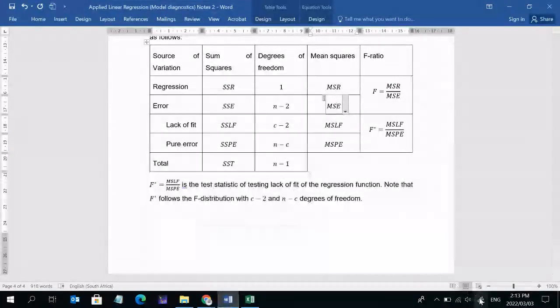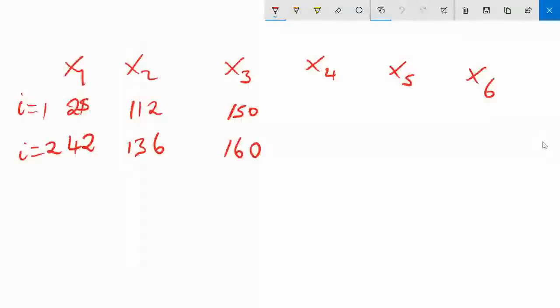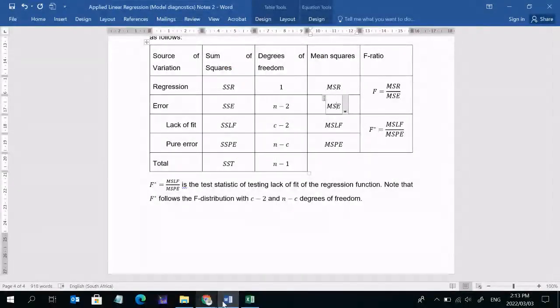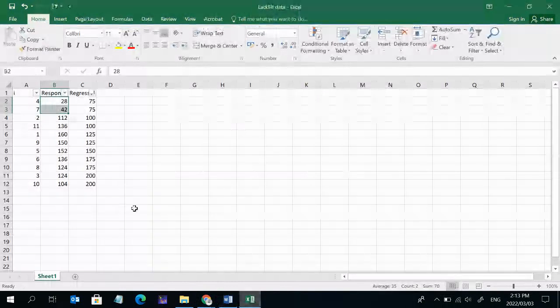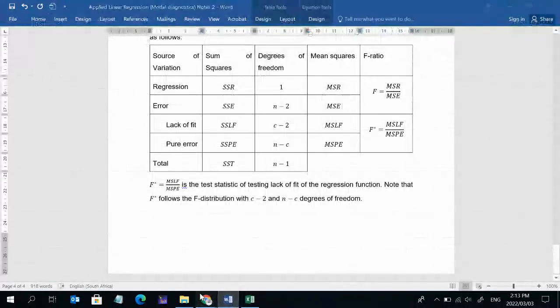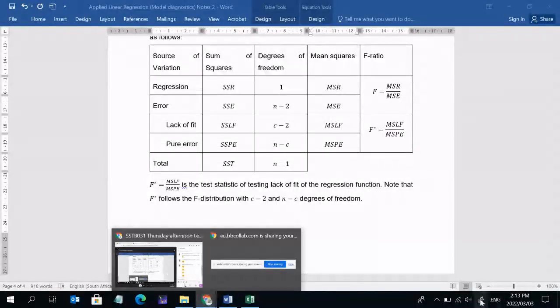It's 152. So here we only have one value, which is 152. Then we go to number 5, or the fifth one, which is 175. So we have 136 and 124.